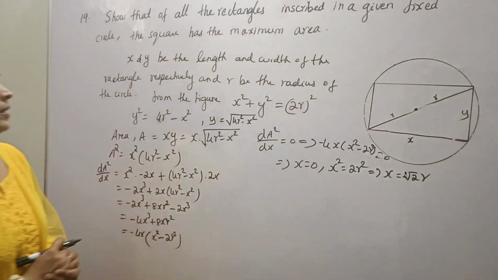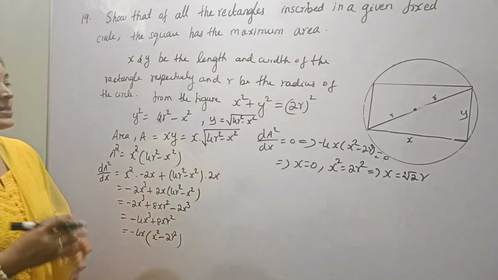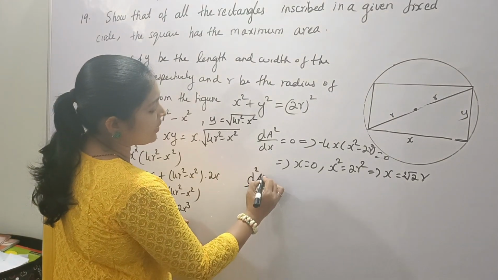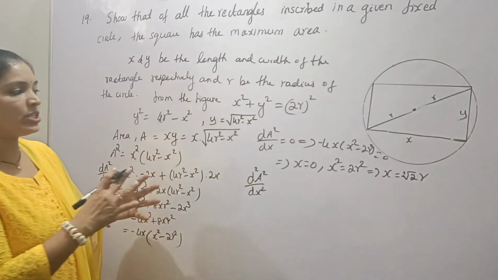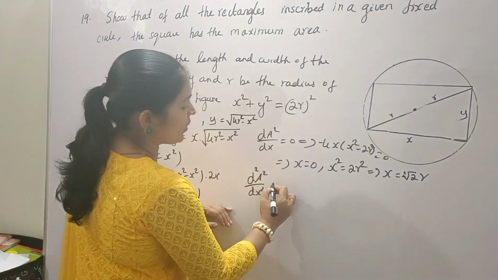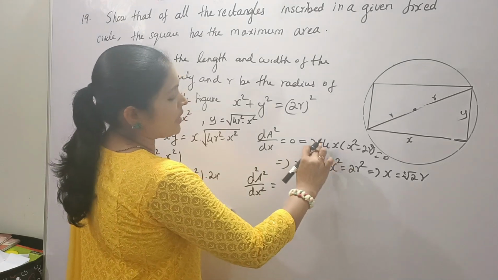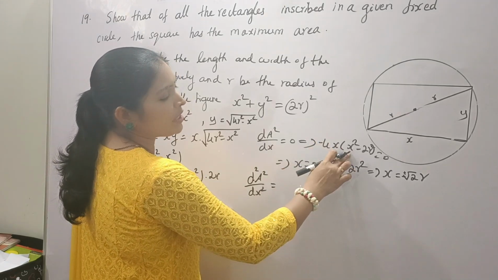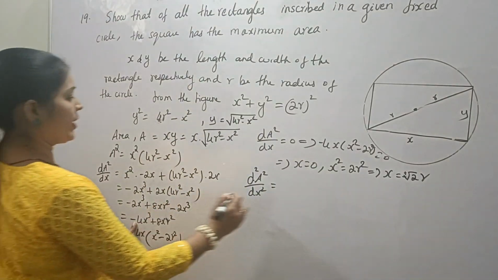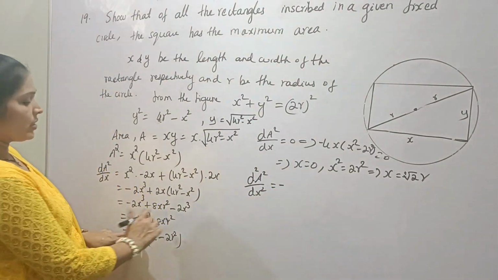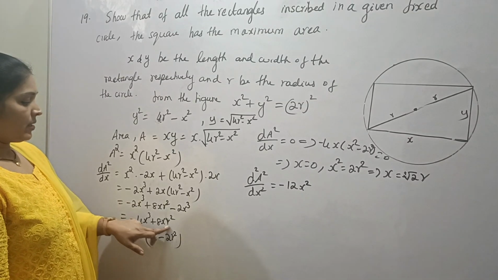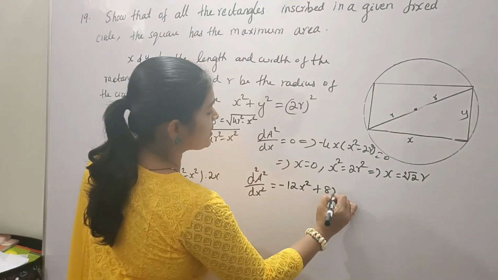Okay, then next we will find the second derivative, that is d square A square by dx square, not A square. Here we are finding the maximum of A square. So d square A square by dx square is the derivative of dA square by dx with respect to x. So minus 4 into 3, 12, that is minus 12x square plus 8r square.